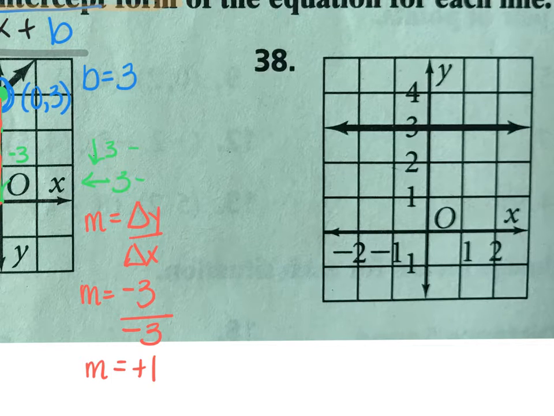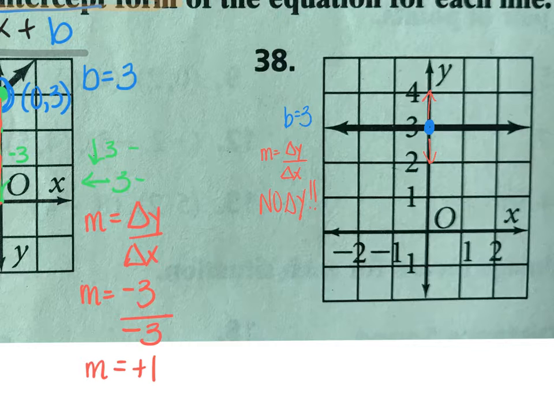Okay, here again, I want to start by finding my b. Well, this is pretty easy. My b is right here. All right, b is 3. And now I need to find slope, and slope is the difference in my y over the difference in my x. Does my y change? Do I go up or down at all? No. There is no change in y.